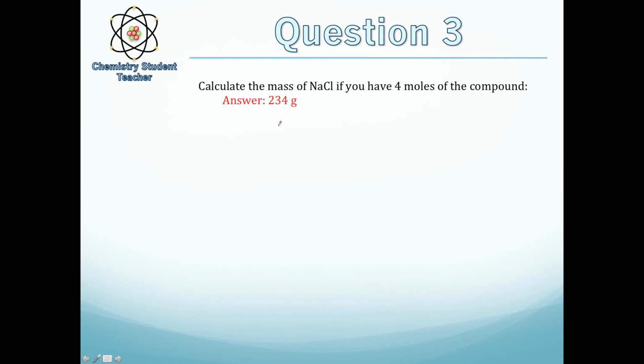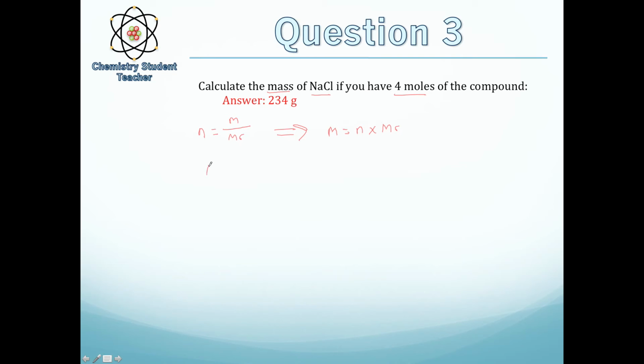The next question is question 3. Calculate the mass of NaCl if you have 4 moles of the compound. So we want to find mass, we can get Mr from that, and we have moles. So we're going to use this equation again. n equals m over Mr. So number of moles is mass over molar mass. Now we want to calculate the mass, so what we're going to have to do is simple GCSE rearranging. So mass equals number of moles times Mr. All I've done is times up the Mr here.